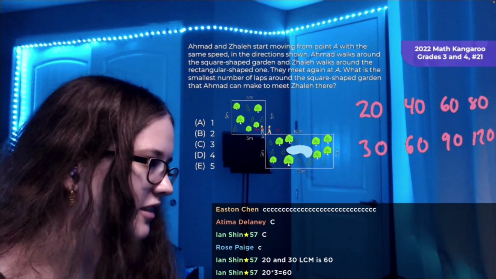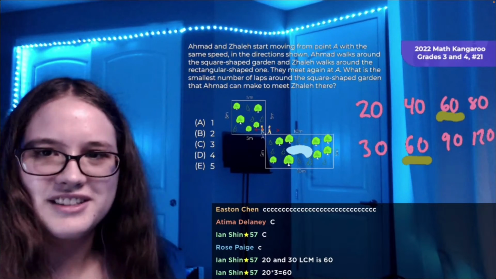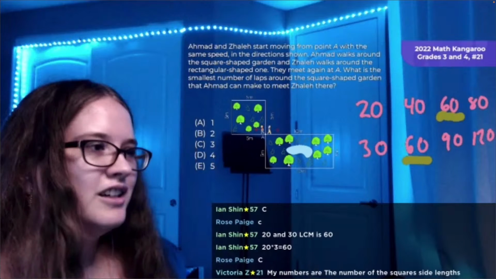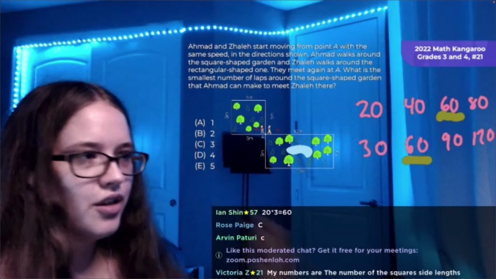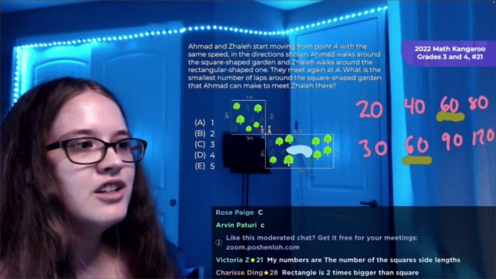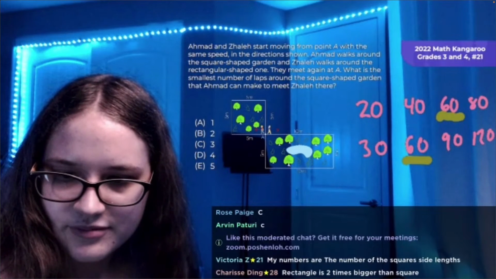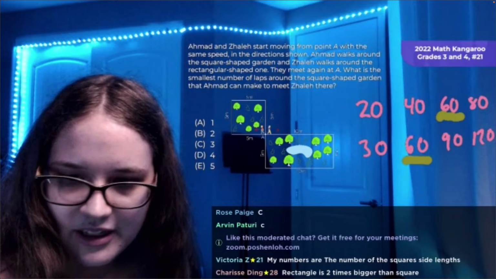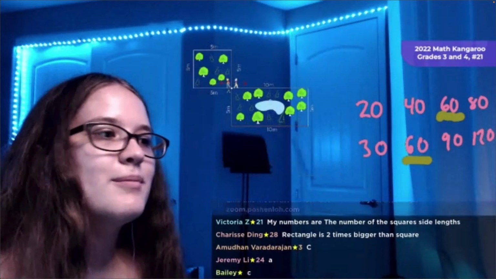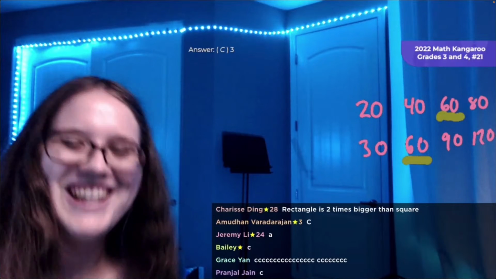But wait, this 60 looks awfully similar to this 60, which is probably because they're the same number. So we can see that that is 3 times 20, or 2 times 30. So 3 laps for Ahmad, which is just what you guys are saying. And 60 is actually what's known as the least common multiple of these two, like Ian pointed out. So yeah, great job.